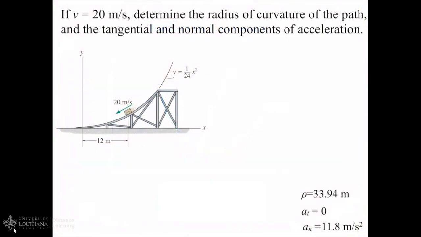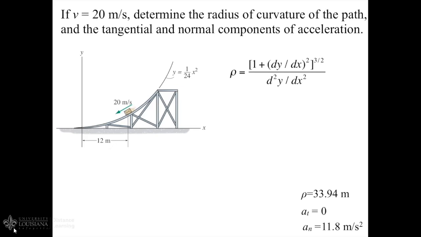Let me demonstrate a few of these ideas with a problem. Here we have a box which is moving down this ramp at a constant speed of 20 meters per second. And we're asked to determine the radius of curvature of the path and the tangential and normal components of acceleration when the distance x is equal to 12 meters on the path. To solve the problem, though, first we'll have to determine the radius of curvature rho at this point. Of course, that requires using this equation.